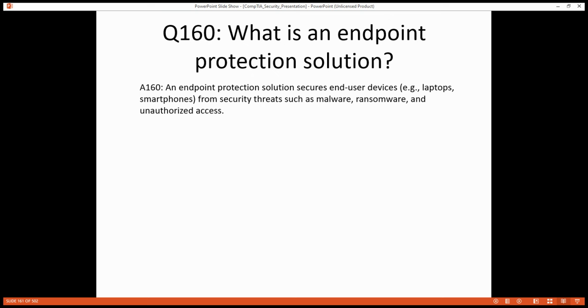Q160. What is an endpoint protection solution? A160. An endpoint protection solution secures end-user devices, e.g., laptops, smartphones, from security threats such as malware, ransomware, and unauthorized access.